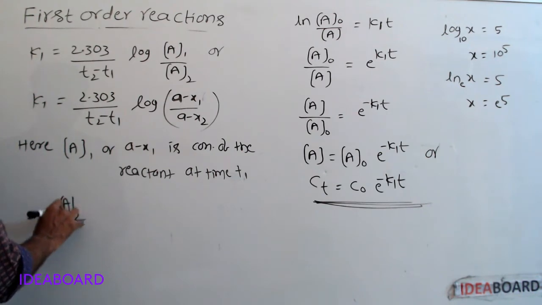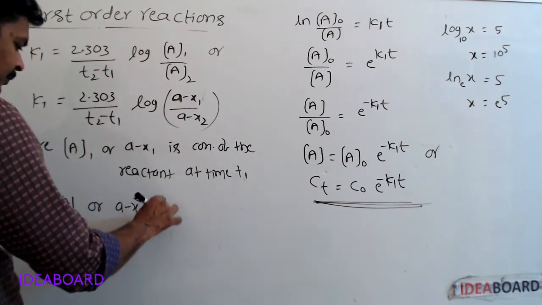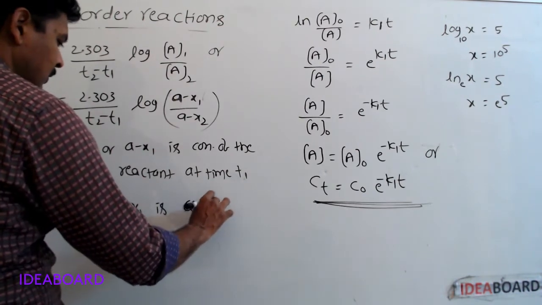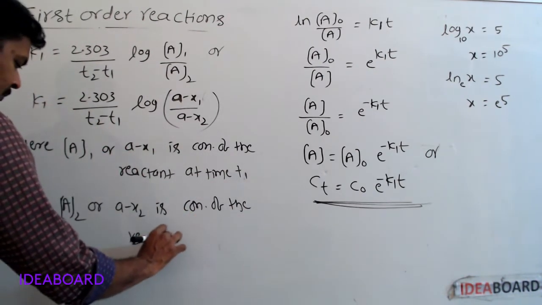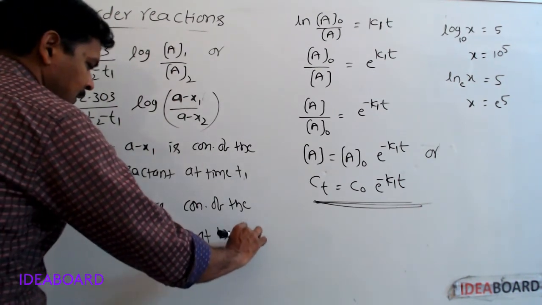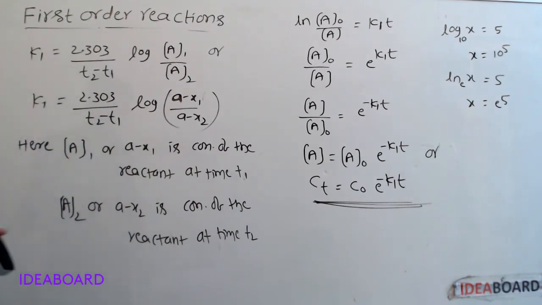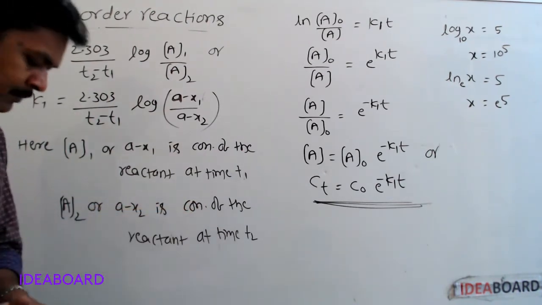A2 or A minus x2 is the concentration of the reactant at time T2.